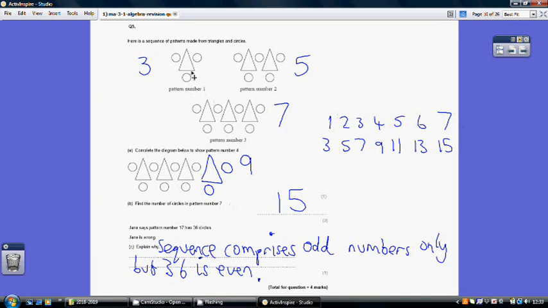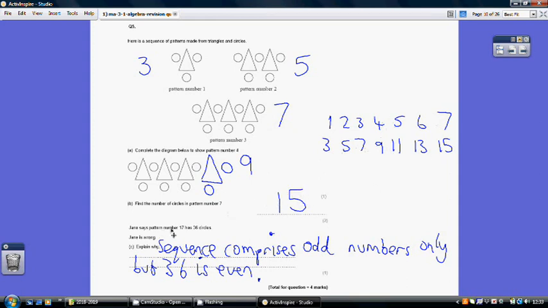So pattern number 1 we have 3 circles, pattern number 2 we have 5, pattern number 3 we have 7, and so on. So we can see we're going up in 2s. So pattern number 4, 5, 6, 7, going up in 2s, I'm going to have 15 circles.